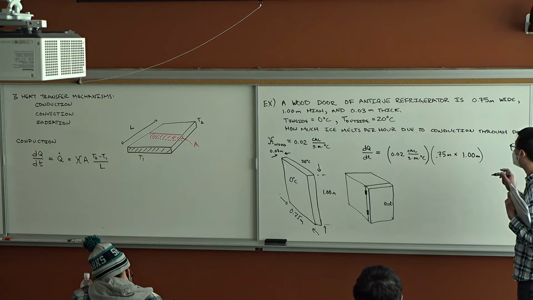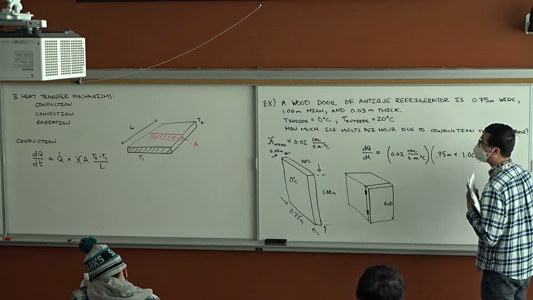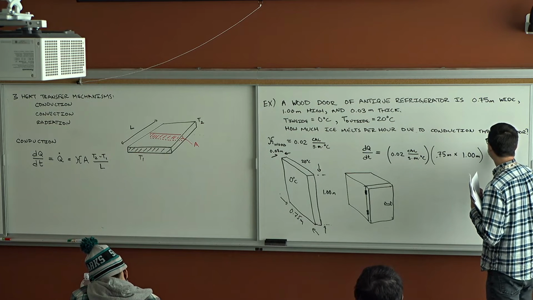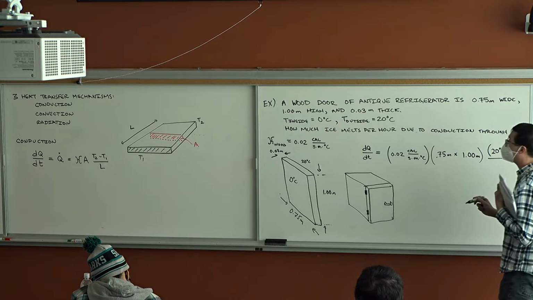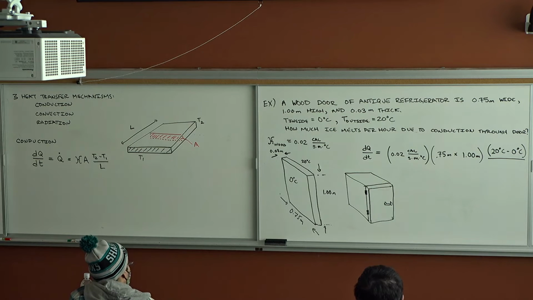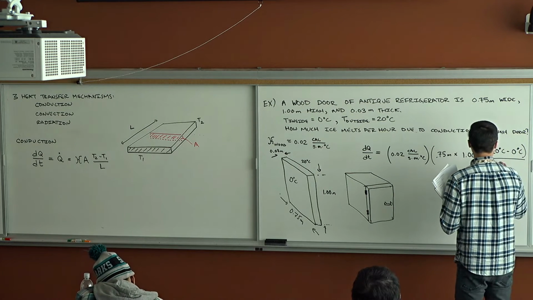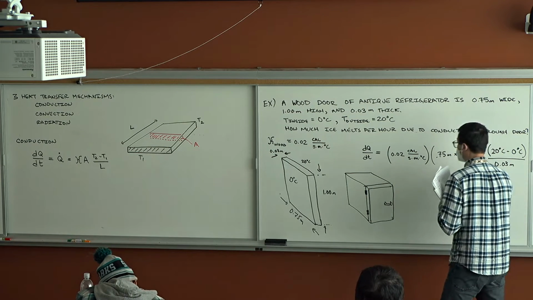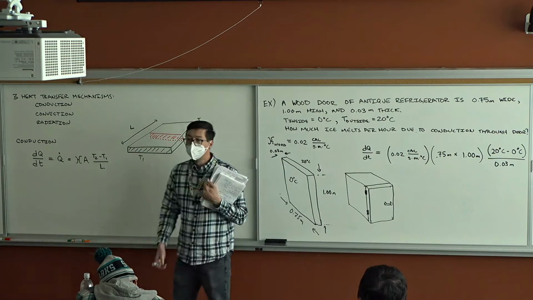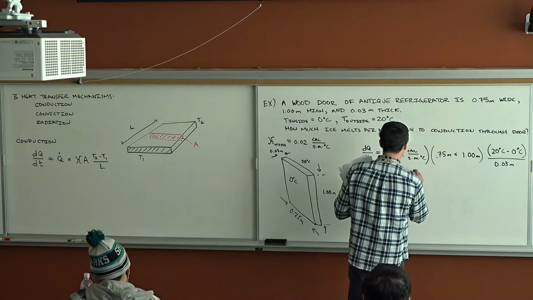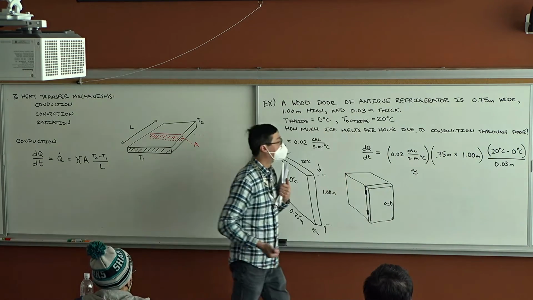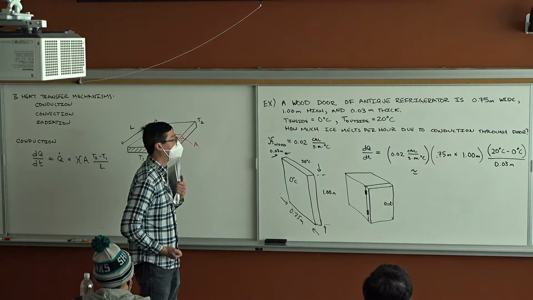And then temperature, 20 degrees Celsius minus 0 degrees Celsius over the, what's L in this case? 0.03? That's right. 0.03. Hooray. Oh, okay. Someone with a calculator want to bail me out? 375. No.